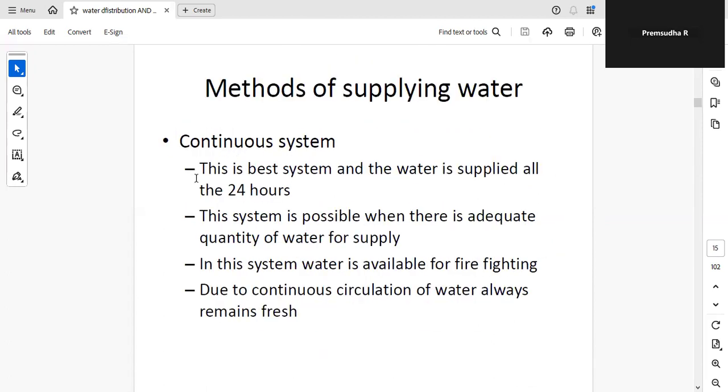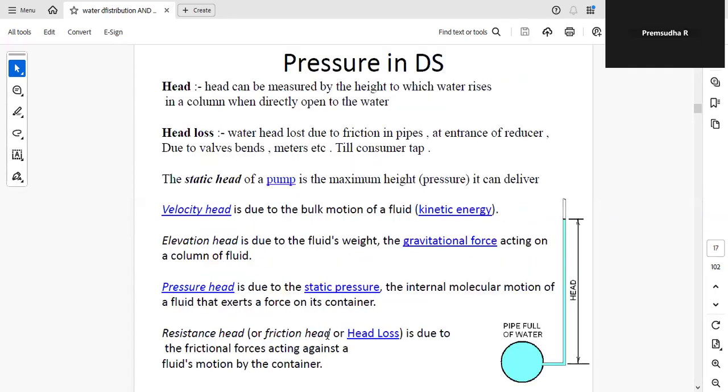Here you can see the continuous system is the best system, and the water is supplied all 24 hours. If you have plenty of water, then we can supply the water all 24 hours. In this system, water is available for fire safety. Due to continuous circulation of water, it always remains fresh.